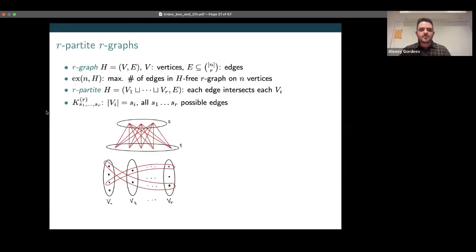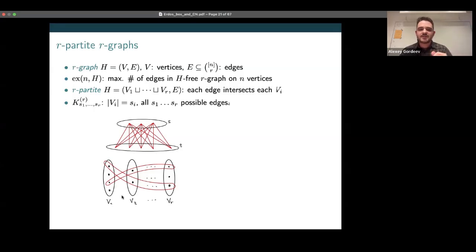Okay. Now, what is an r-partite r-graph? This is an r-graph in which you can split all the vertices into r parts such that every edge intersects every part. What follows is that every edge contains exactly one vertex from every part, right? For r equals 2, you just get bipartite graphs. For larger r, you get this generalization, r-partite r-graphs. So you can think about it this way: you have r parts, and every edge has one element from every part.